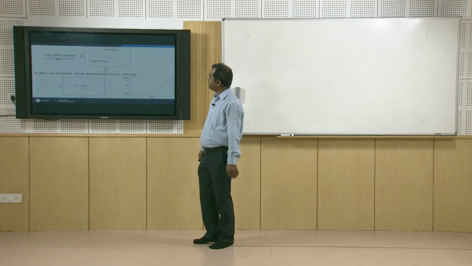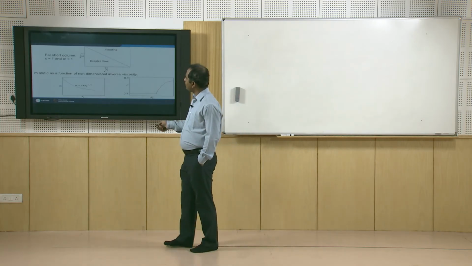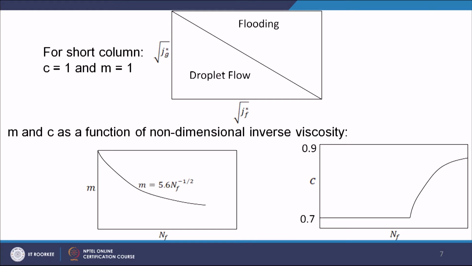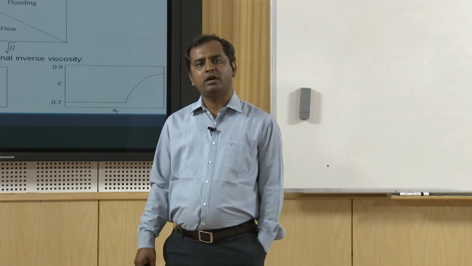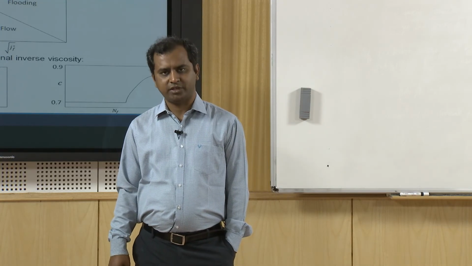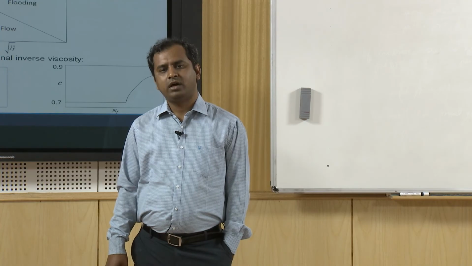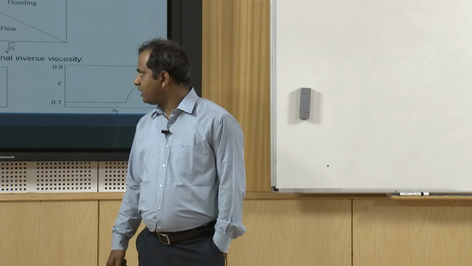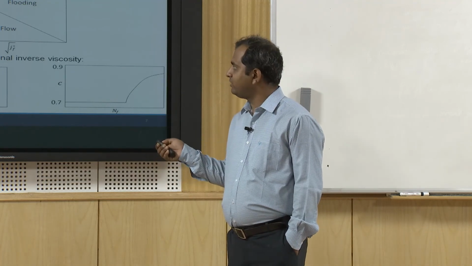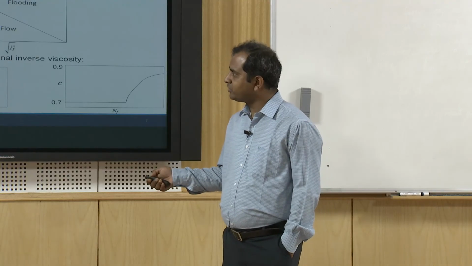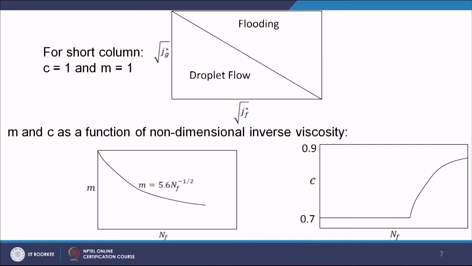So, what Wallis has mentioned, he has actually given two curves like this, okay, for finding out the value of m and c once again. So, what he has related, he said that both this m and c are actually dependent on your non dimensionalized inverse viscosity, what we have defined in case of your dispersed flow models. Okay. So, once you know the fluid properties, definitely you will be finding out the non dimensionalized inverse viscosity, and once you know it, using these two curves you can find out the value of m as well as the value of c.